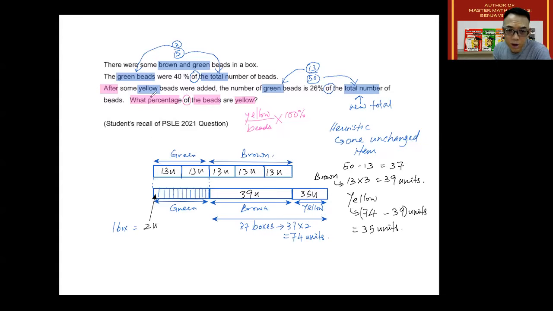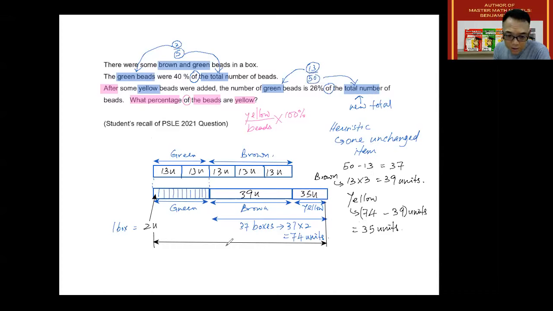The question is, what percentage of the beads are yellow? So yellow is 35, and the beads is your denominator. It is not the old number, or rather the old total, it is the new total. And the new total is all this. And we know that this is made up of how many boxes? You recall? The answer is right here. So 50 is now my new total.